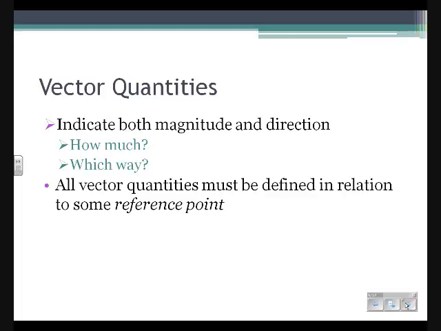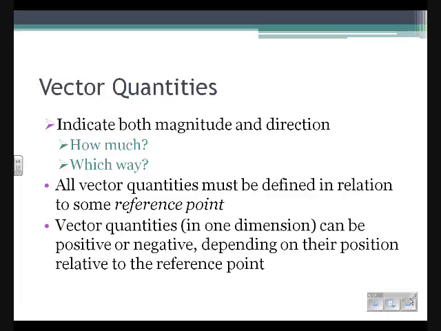All vector quantities have to be defined in relation to some reference point within our frame of reference, within the coordinate system that we choose for whatever problem that is. Vector quantities in one dimension, as I've mentioned already, can be distinguished as positive or negative, because in one dimension you only have two choices. You either go one way or you go the other way. When we get into two dimensions, that's going to change, but we won't worry about that right now. In one dimension, a vector quantity can be positive or negative.